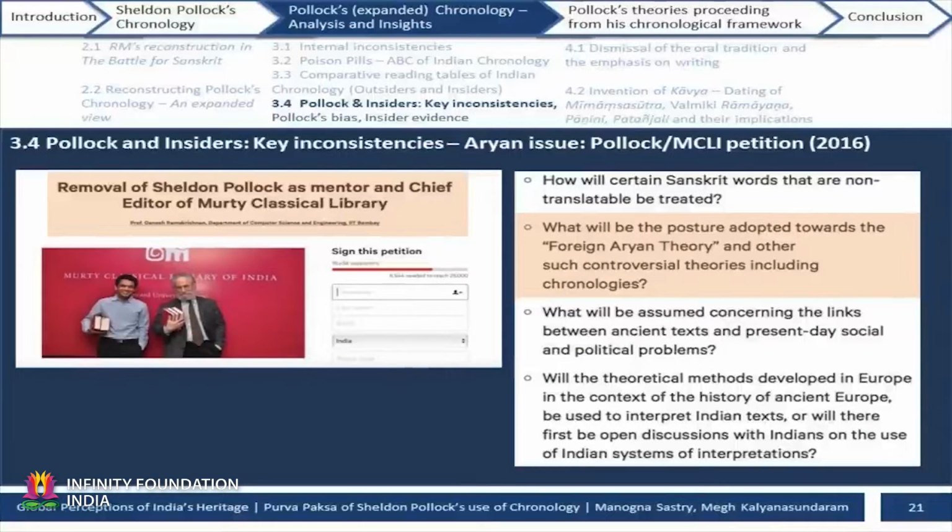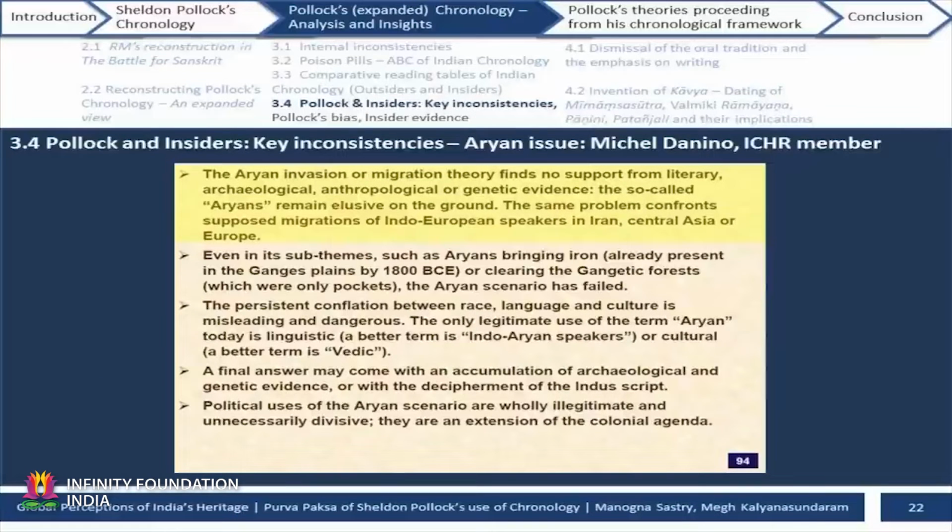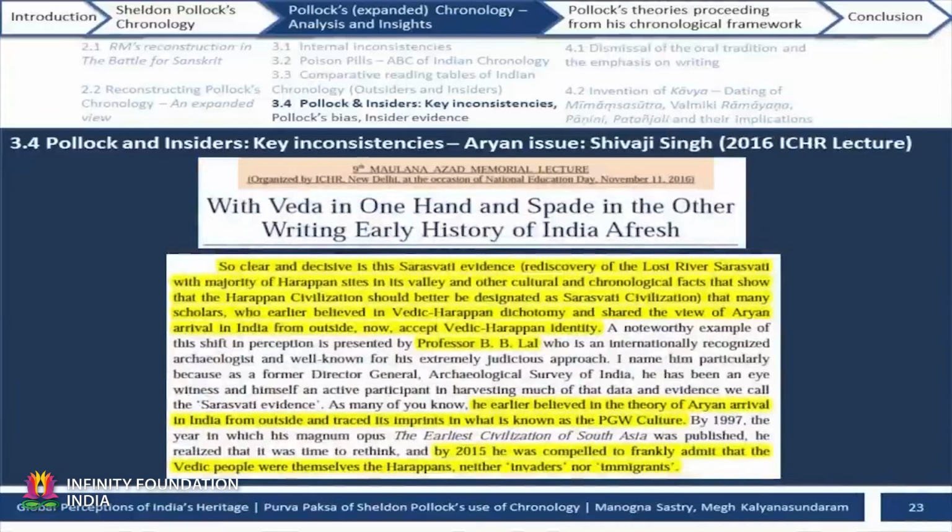Now, Aryan invasion or migration theory in December 2016 educational module of Michel Danino reads, and I quote, finds no support from literary, archaeological, anthropological, or genetic evidence, unquote. This statement complements well Dr. Shivaji Singh's point in the 9th Maulana Azad Memorial Lecture organized by ICHR last November, that is 2016 November, alluding to, amongst other points of evidence, the clear and decisive Saraswati evidence.